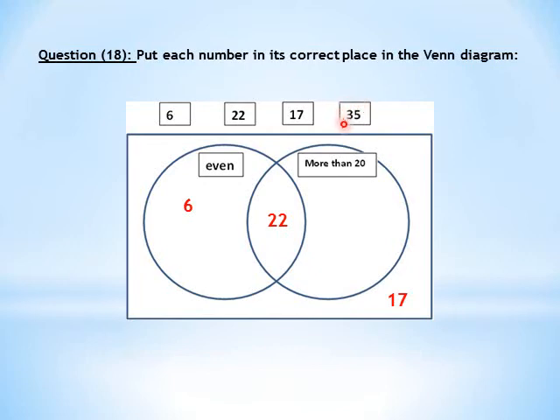35. Is it an even number? No, because I have 5 in the units place and 5 is an odd number. Is it more than 20? Oh yes, it is. So 35 goes here in this part, in this circle for the numbers that are more than 20.